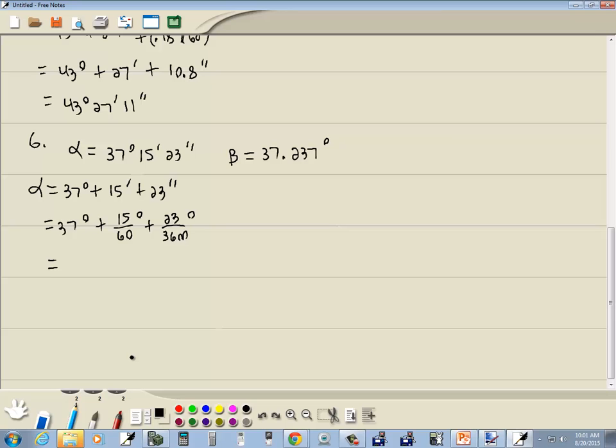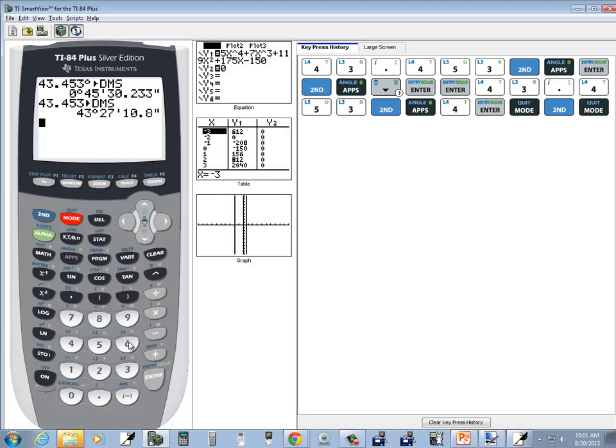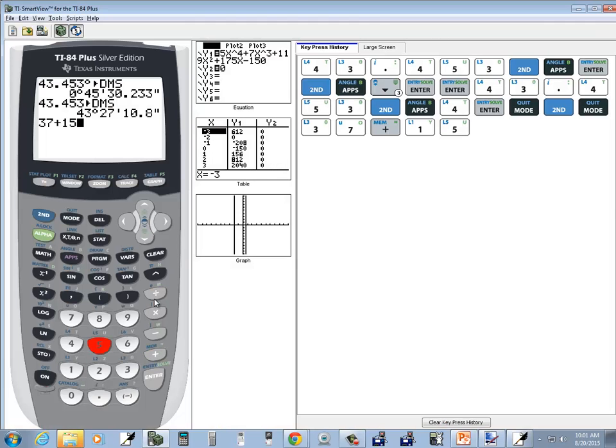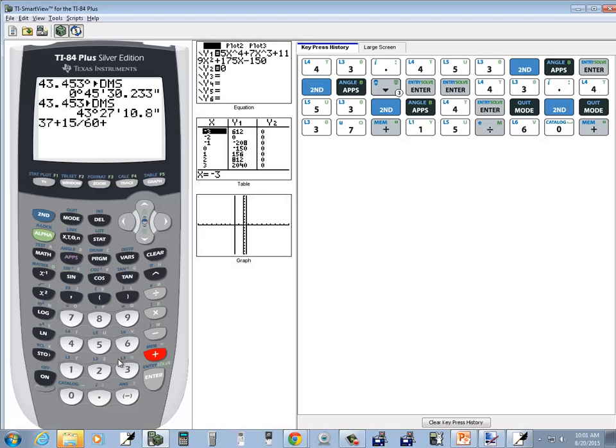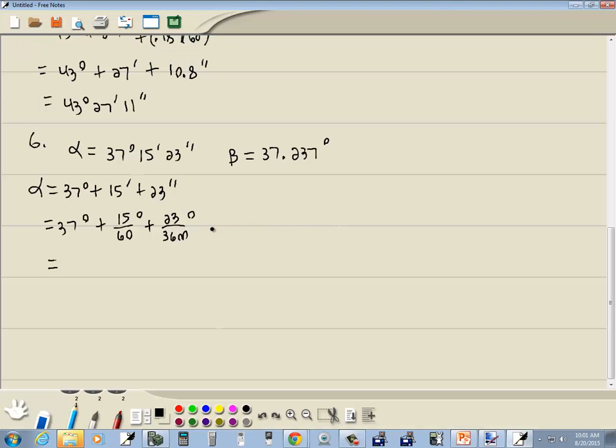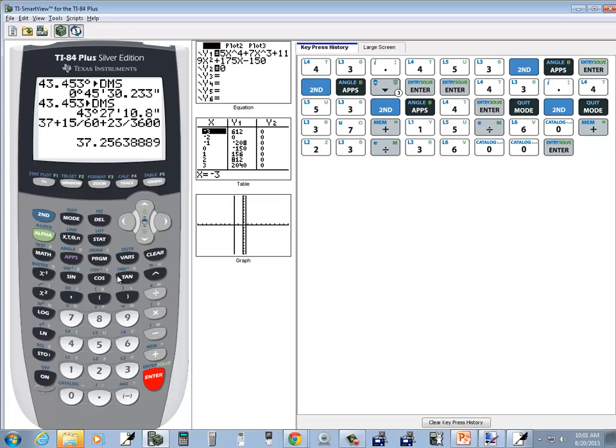So if I do those fractions in my calculator now, I got 37 plus 15 over 60 plus 23 divided by 3600, and then equals. And I'll take it to 3 decimal places, because that's what the other one is. This gives us 37.256.